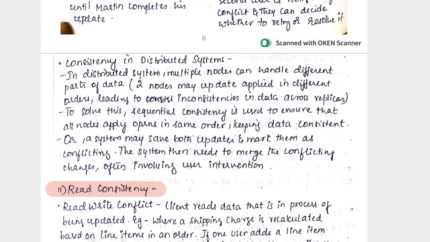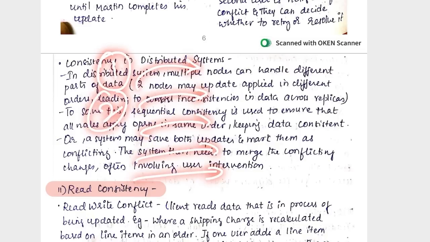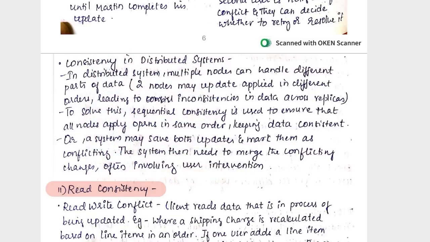can again lead to inconsistencies in the data across replicas. In order to solve this, sequential consistency is used to ensure that all nodes apply operations in the same order, keeping the data consistent. So there will be sequential updation. First Pramod will update, then Martin will update, then Martin's friend will update, and so on. By this sequence, the data would be consistent and updates will be addressed accordingly.